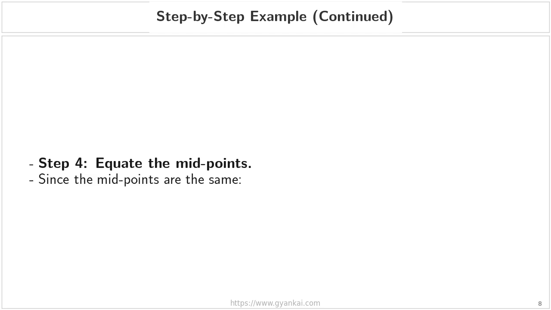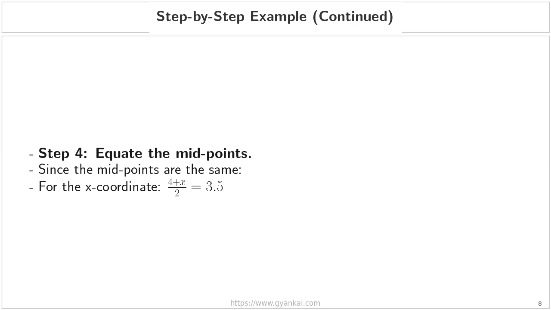Step-by-step example continued. Now that we have the expression for the midpoint of our second diagonal, BD, we move on to step 4, where we equate the midpoints. Remember from our earlier slides that the fundamental property of a parallelogram is that the diagonals bisect each other. This means the midpoint we calculated for diagonal AC in the previous step must be exactly the same as the midpoint for diagonal BD. So, we are going to set our two expressions equal to each other.